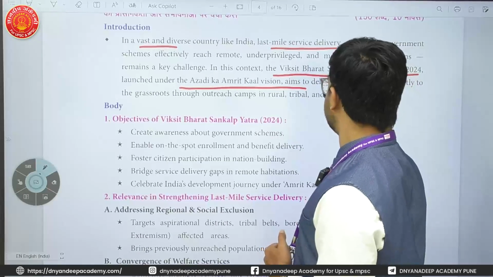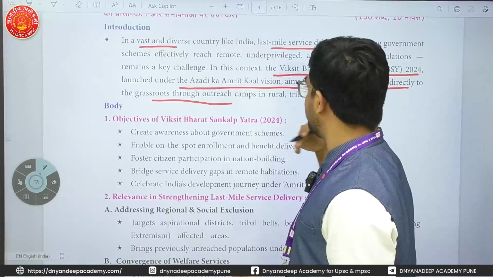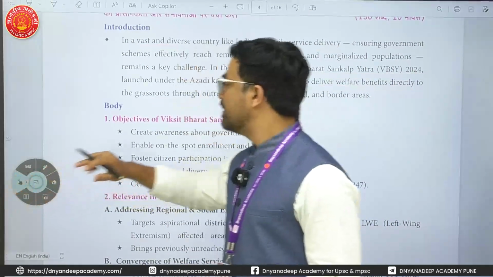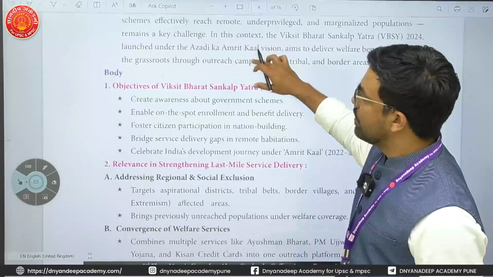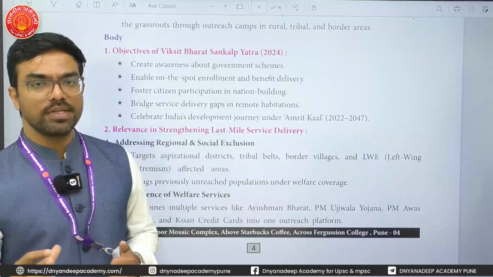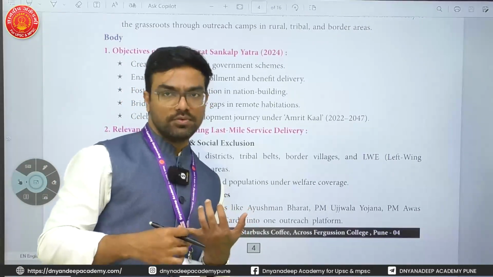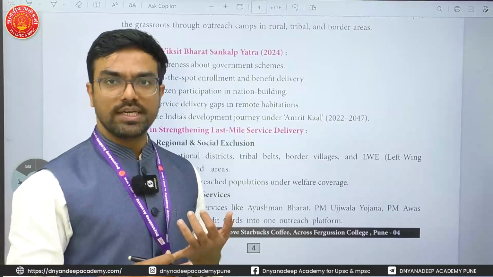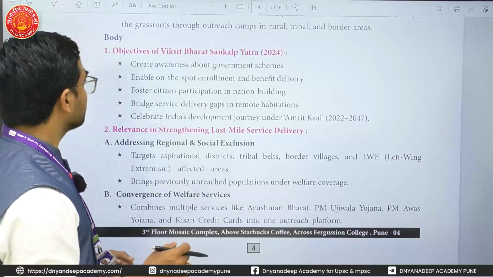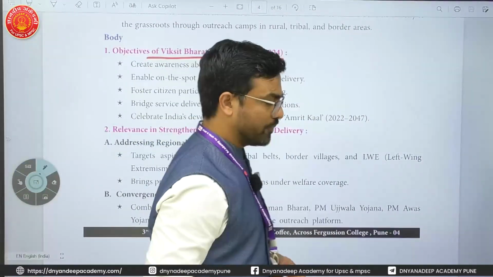And what is its aim? To deliver welfare benefits directly to the grassroots through outreach camps in rural, tribal and border areas. So basically, in the introduction, we have to mention what Viksit Bharat Sankalpa Yatra is and its purpose, because we have to write the challenges of last mile service delivery. What are the challenges? It is a vast country like India, diversity is there. So after that, you have to write the main objectives of Viksit Bharat Sankalpa Yatra, right?